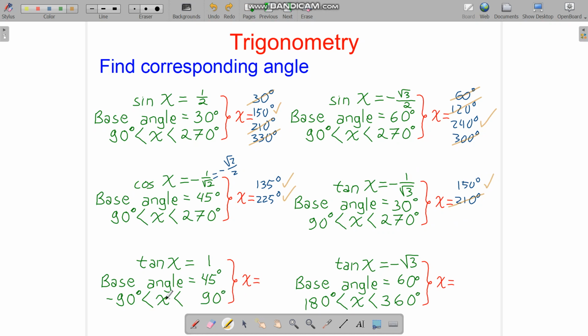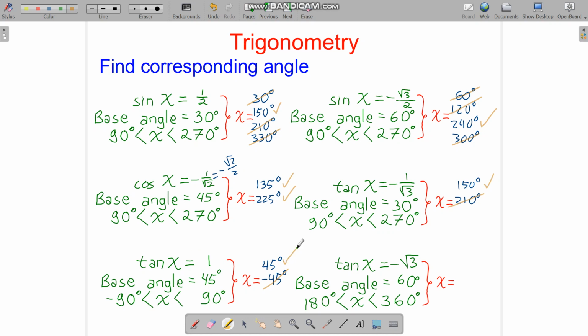So here between minus 90 and 90, we can only use 45 degrees or minus 45 degrees. The other angles are not in the domain, of course. Only two possibilities. We need to get something positive, so of course this is impossible. Only one solution.